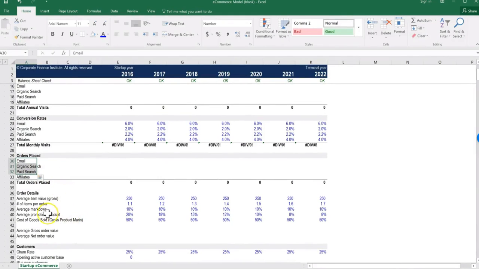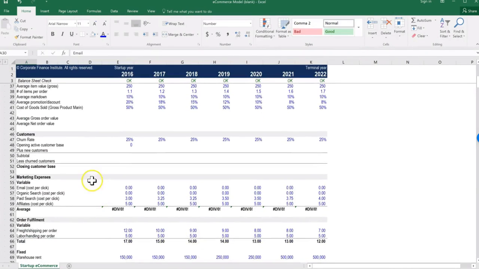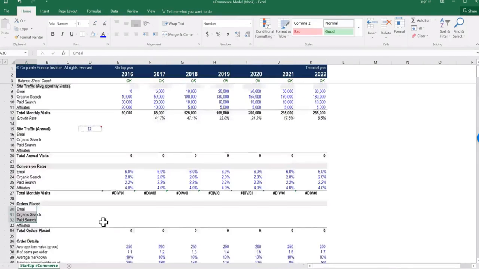From orders, we will make some assumptions about average item value and number of items per order, as well as discounting and promotions. We'll build up our customer base, and then we'll get into some expenses and order fulfillment shortly.